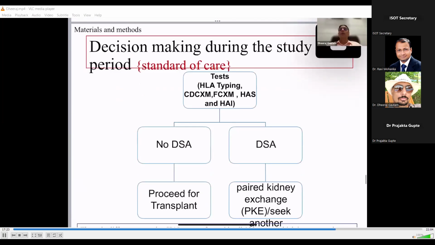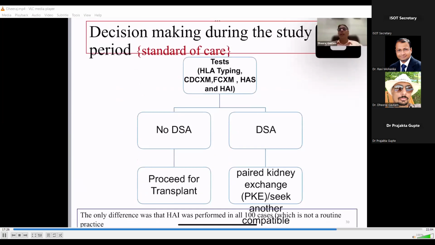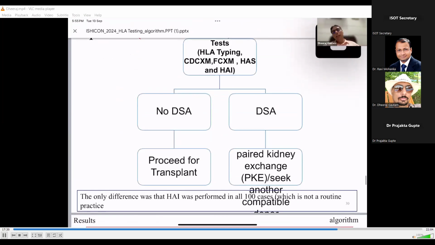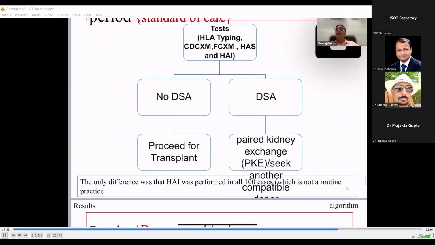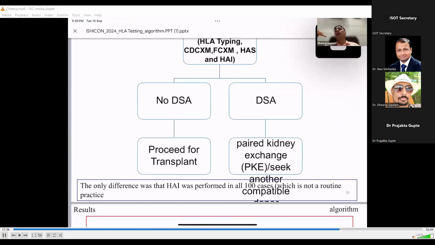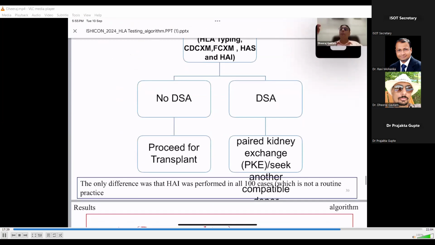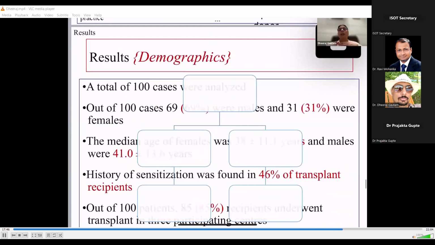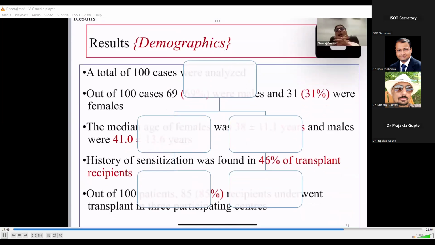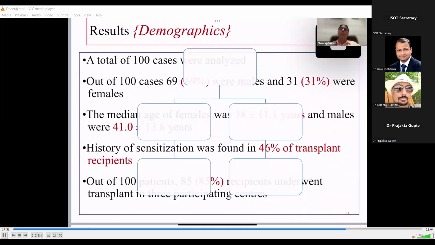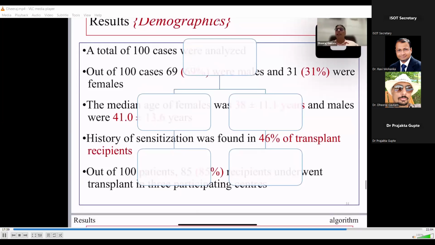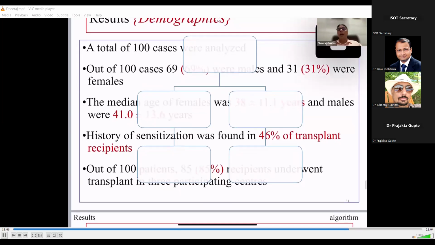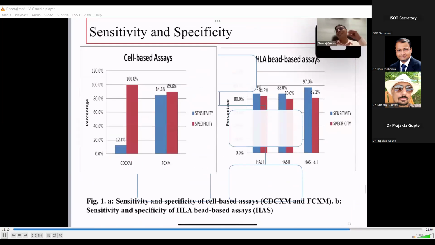So decision making during the study period: we have done 3 tests. If there is no DSA, proceed for the transplant. If there is a DSA, the pair kidney exchange program was initiated to seek another compatible donor. Basically this study was done for the kidney as well as for the liver. The results: a total of 100 cases were analyzed. Out of 100 cases, 69 were male and 31 were female. The average age was 41 plus or minus 13. A history of sensitization was found in 46%, and out of 100 patients, 45 patients underwent transplant in 3 centers. So this is the result.